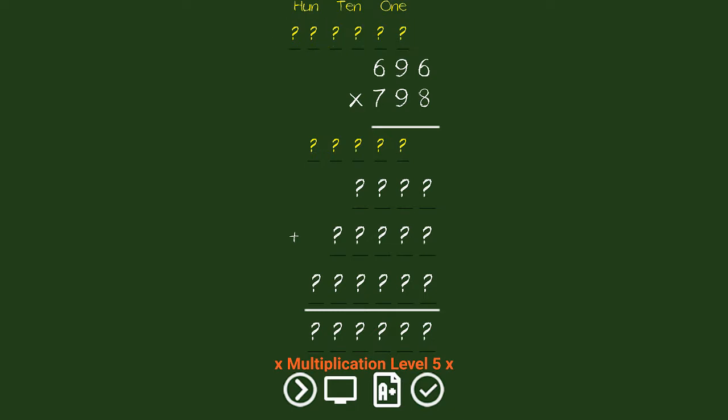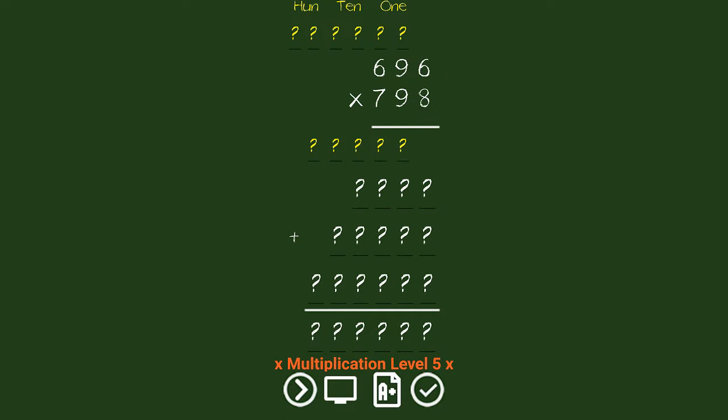Here we have 696 times 798. We'll break this down into 3 separate multiplication problems: 696 times 8, 696 times 90, and 696 times 700, and then add them together. Let's begin with 696 times 8 and start by multiplying the numbers in the ones column first.